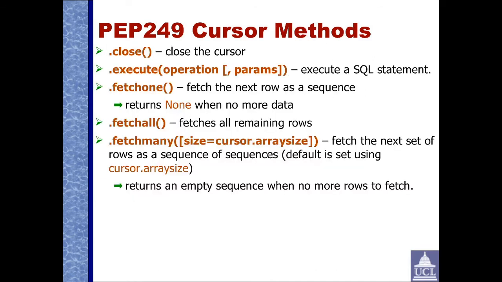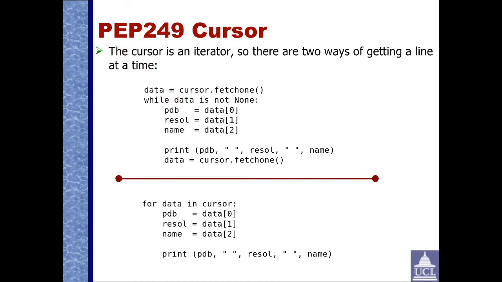Now, there are some other methods associated with a cursor. You can close it. You can execute an SQL statement on it. You can fetch a single row. You can fetch all the remaining rows, or you can fetch a specified number of rows. Now, the cursor is actually a Python iterator, which means that you can use things like for over it.